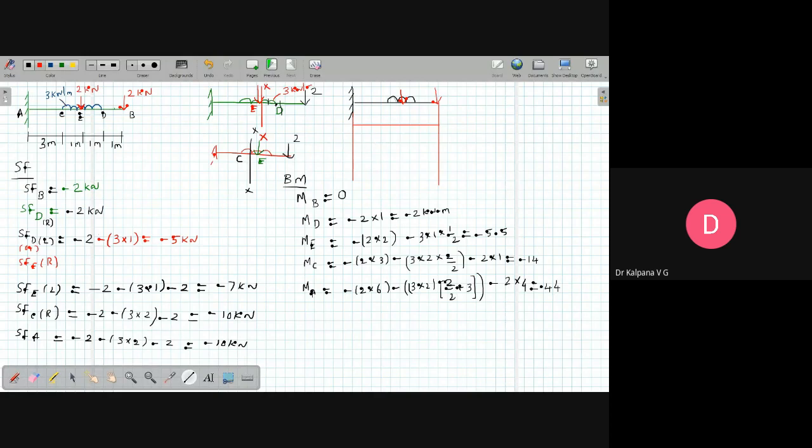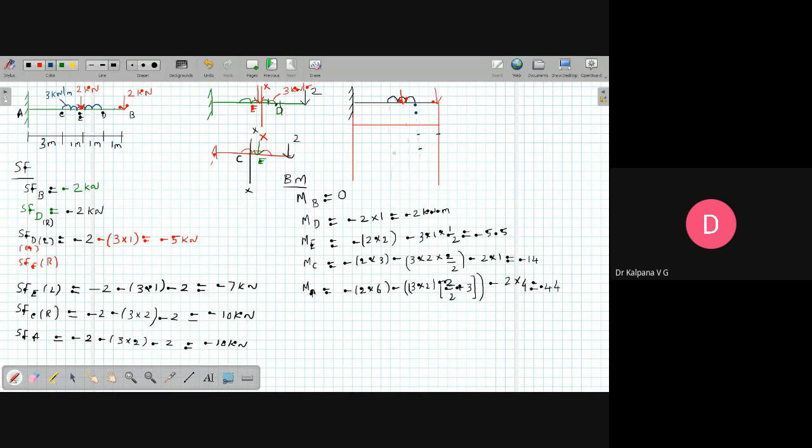So shear force value, because we can mark the points. Shear force at B is 2, and then at D, which is again 2. At D to the right is 2 and at D to the left is minus 5. So here it is 2 and again to the left is minus 5. These are all the points. And shear force at E to the left is 7. And at C to the right is 10.